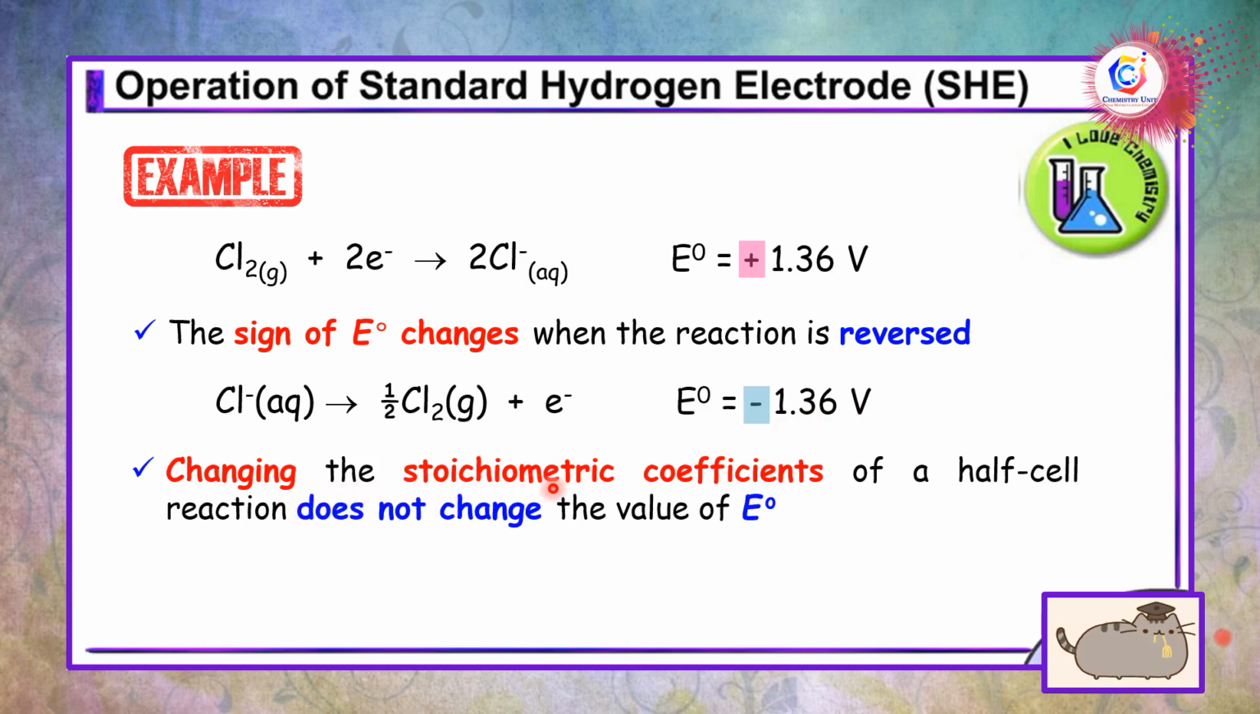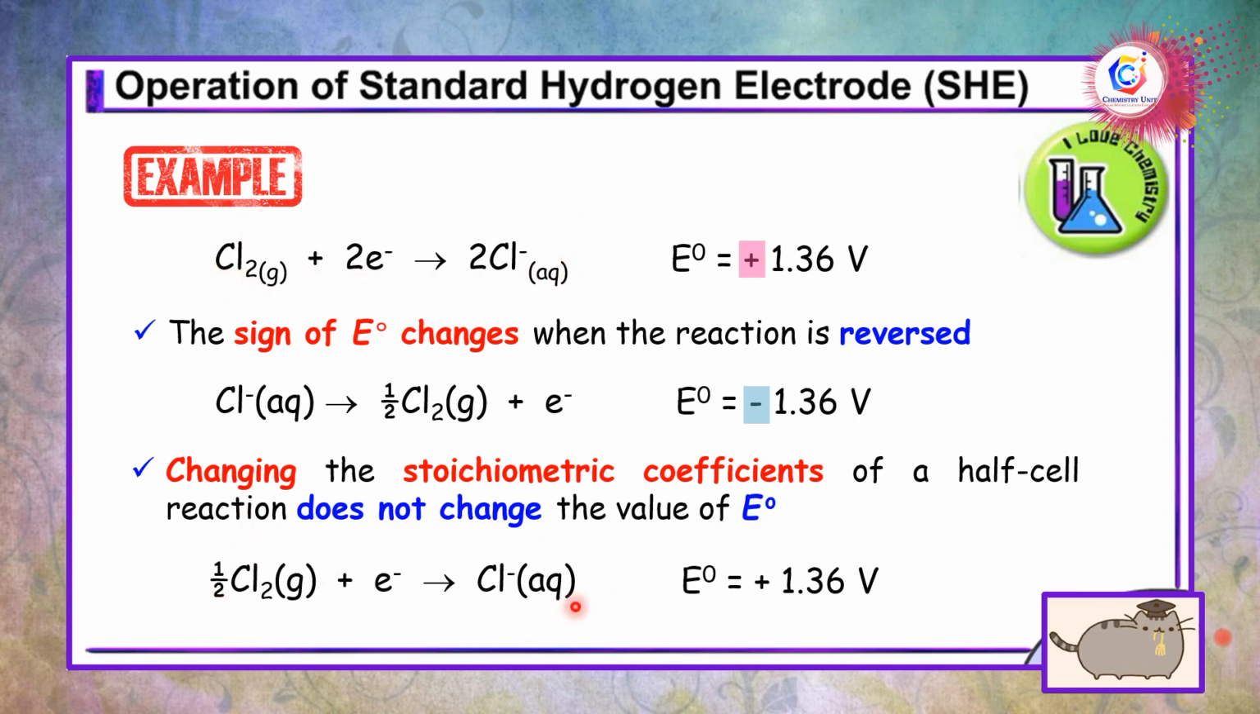However, changing the stoichiometric coefficients of a half cell reaction does not change the value of E0. For example, the first equation here, the whole equation times by half and becomes like this. The value of E0 still remains the same, positive 1.36 volts. So in conclusion, when the reaction is reversed, the sign also changes. However, changing the stoichiometric coefficient does not change the value of E0.